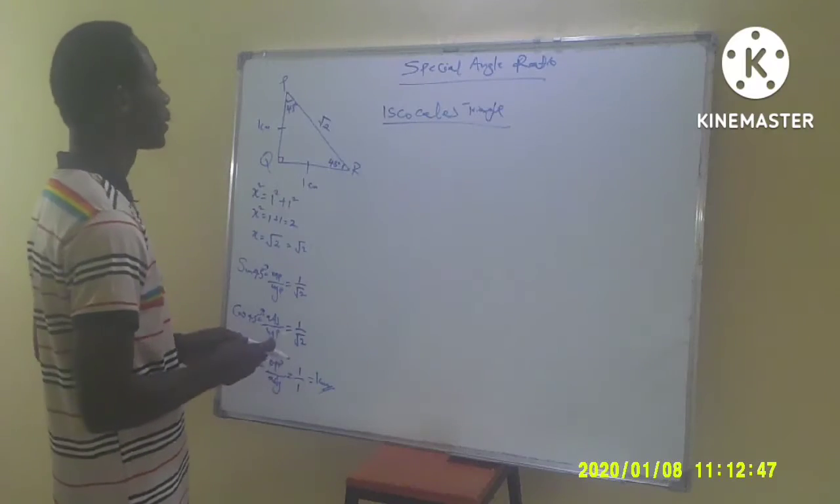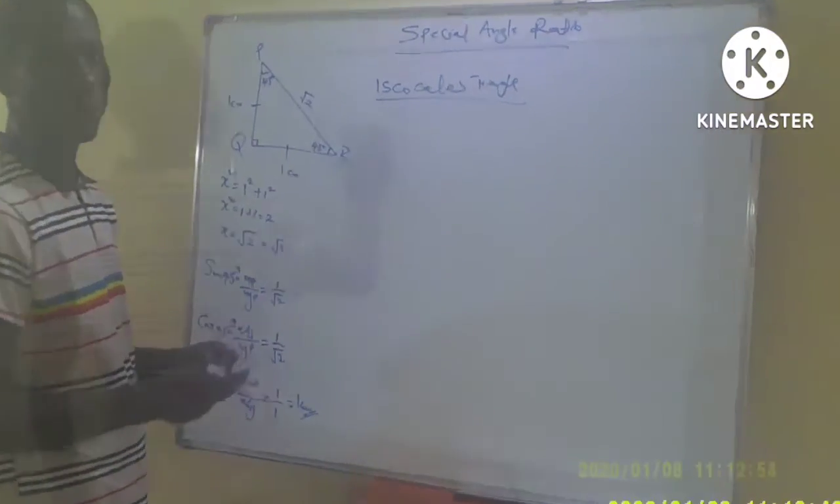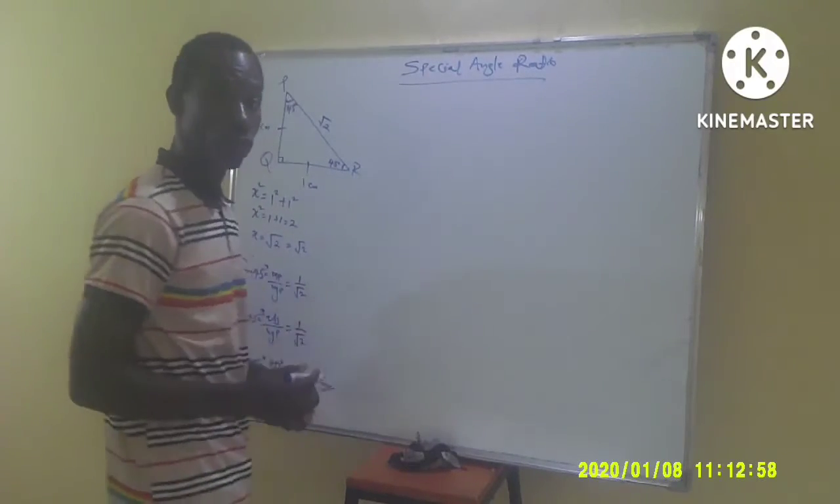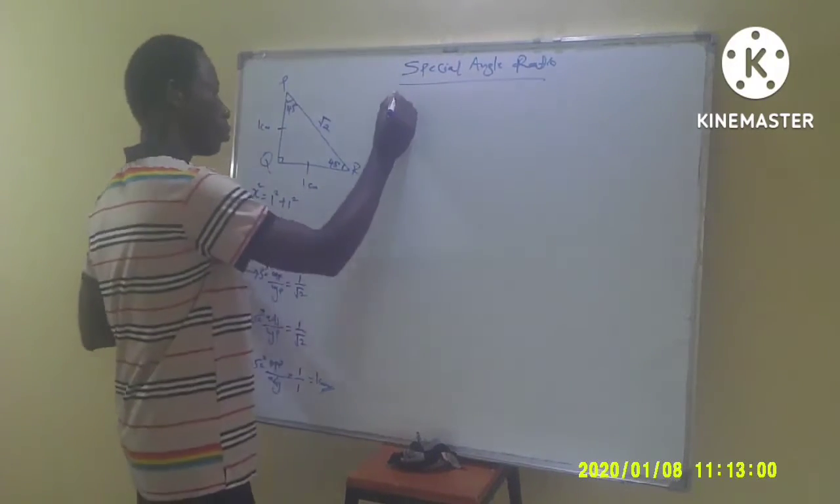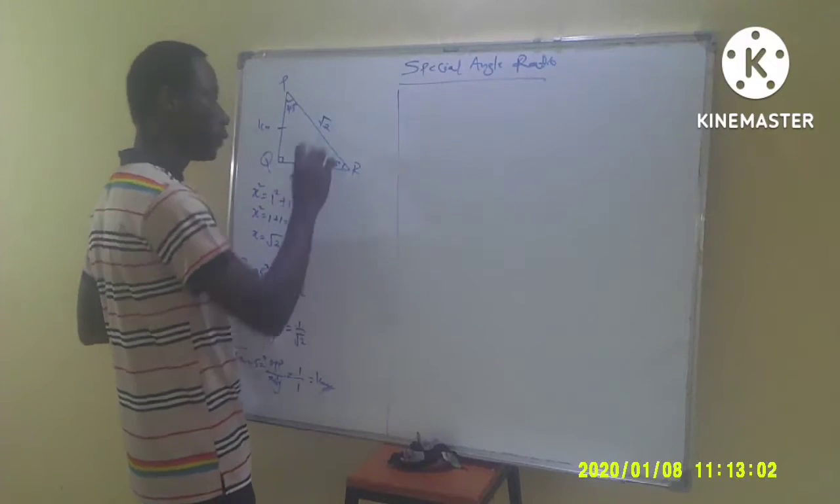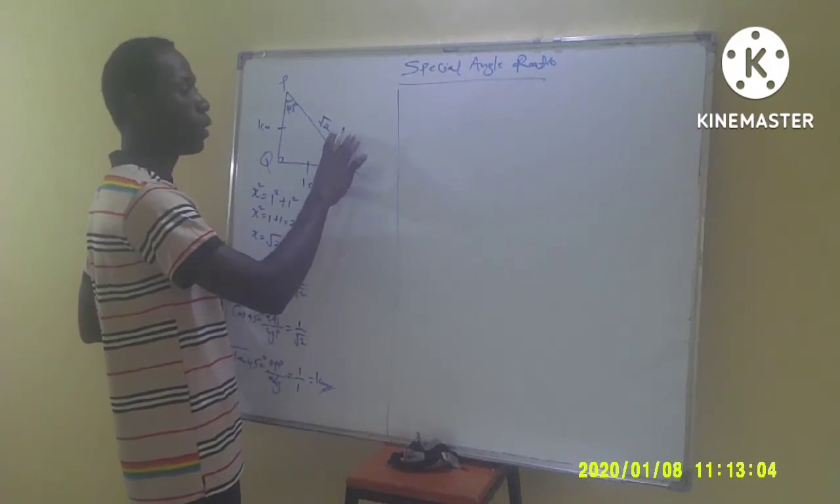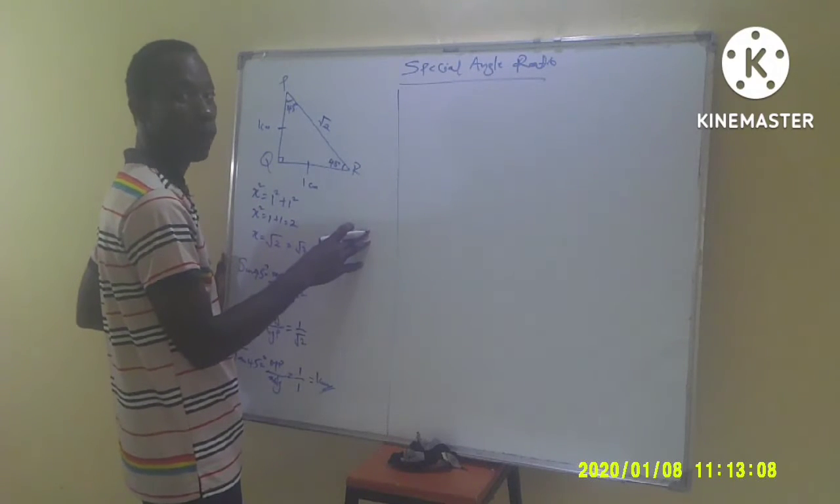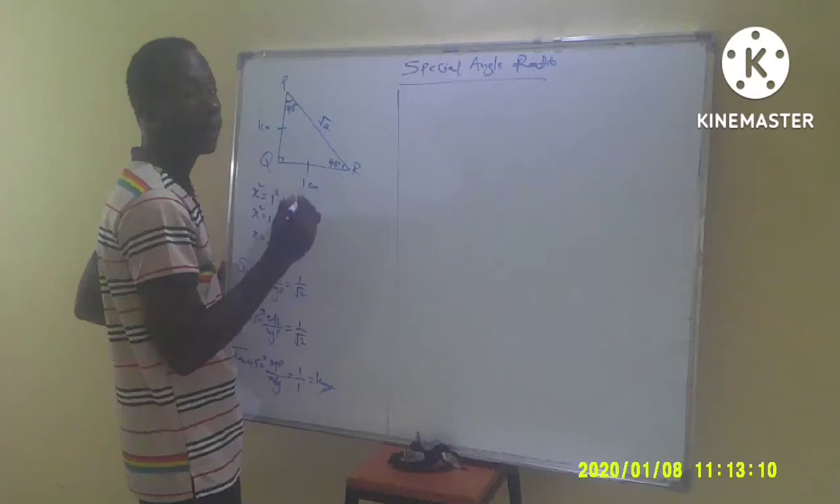So we are moving further now. We want to talk about that of 60 degree. I want you to be very much attentive now because it's going a little bit more logical. So for the 45 degree we used an isosceles triangle. Now that I want to talk about the 60 degree, we are going to use an equilateral triangle.